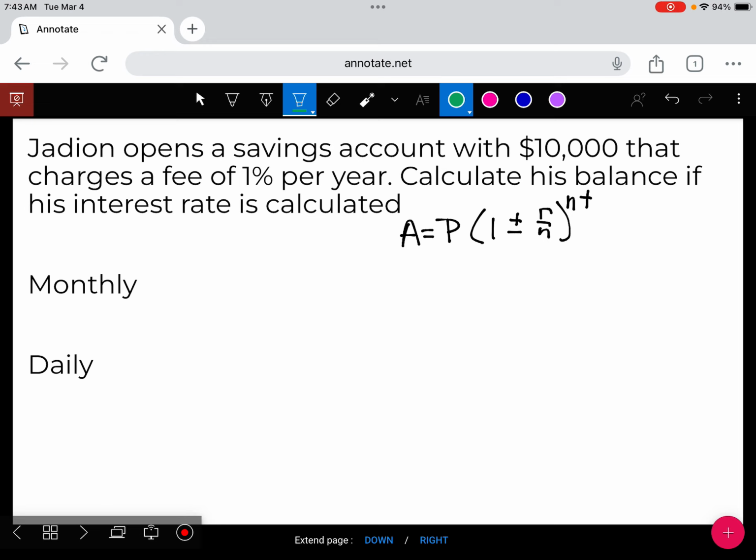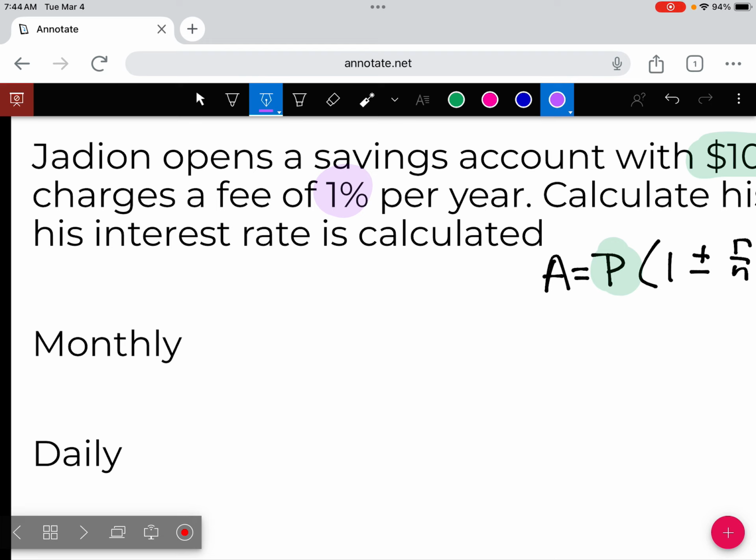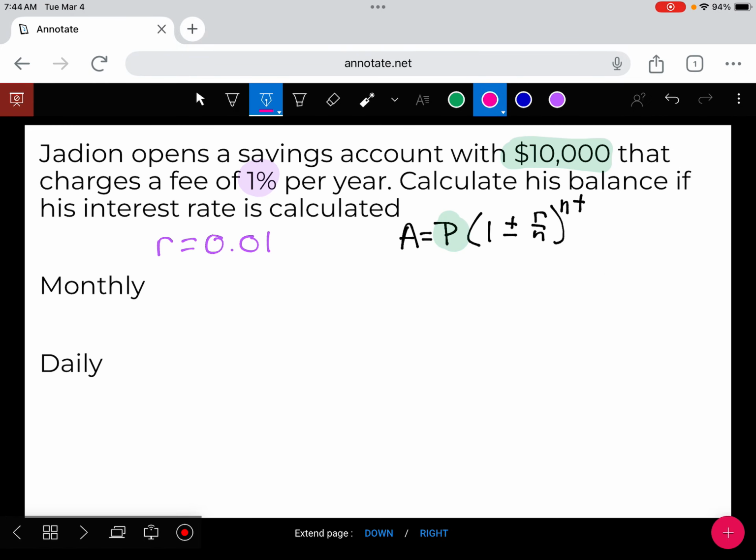The starting point. Our principal. Yep, what's our principal? The $10,000. That's what he's starting with. The rate is 0.01. Exactly right. I just realized this doesn't actually specify a T. It would be subtraction because it's charging a fee. It is subtraction because it's charging a fee.